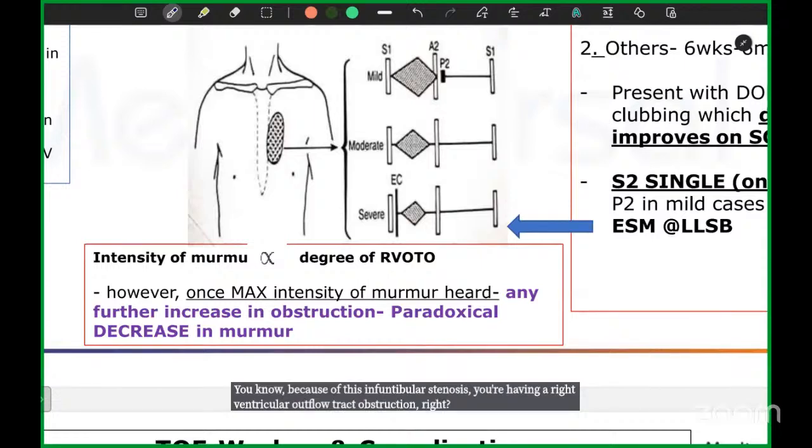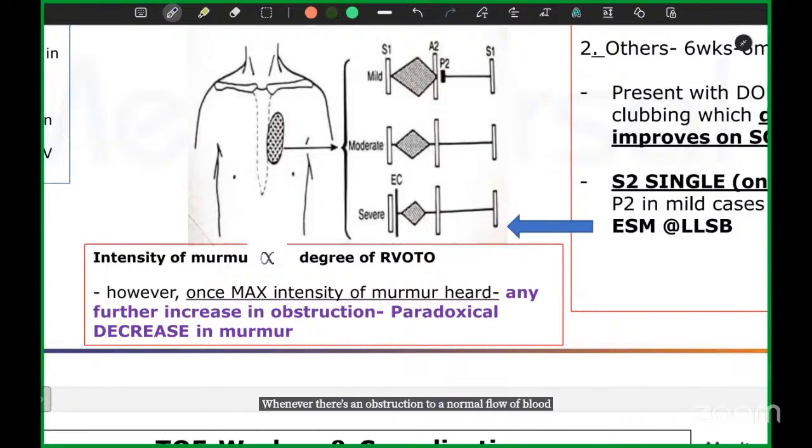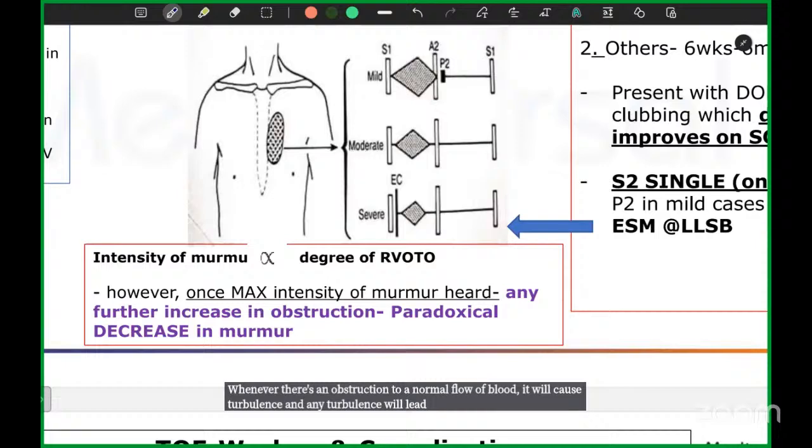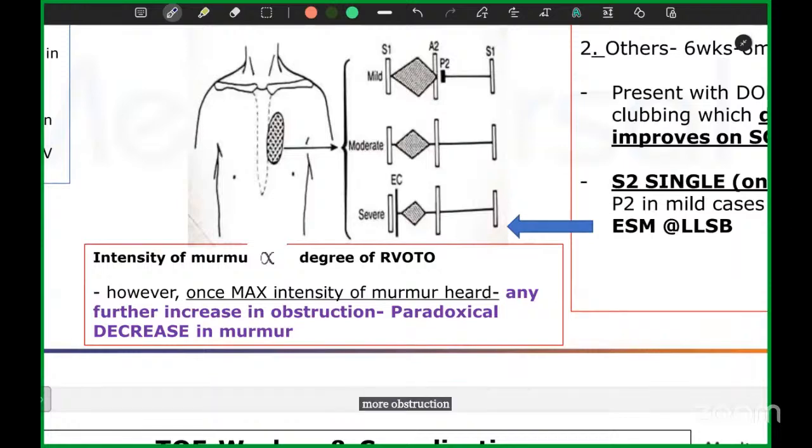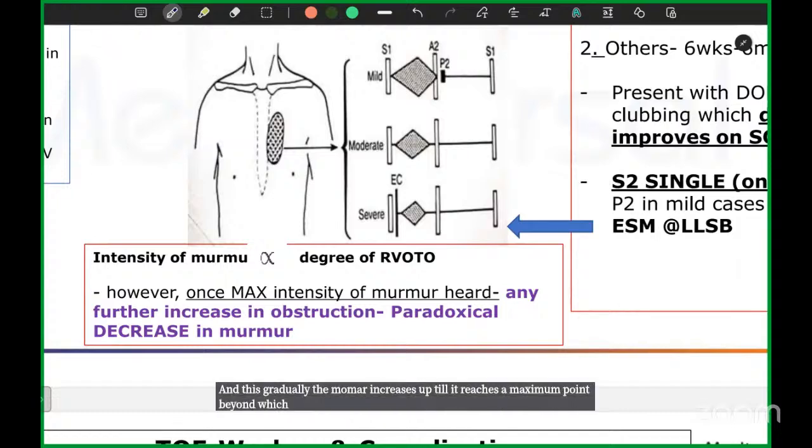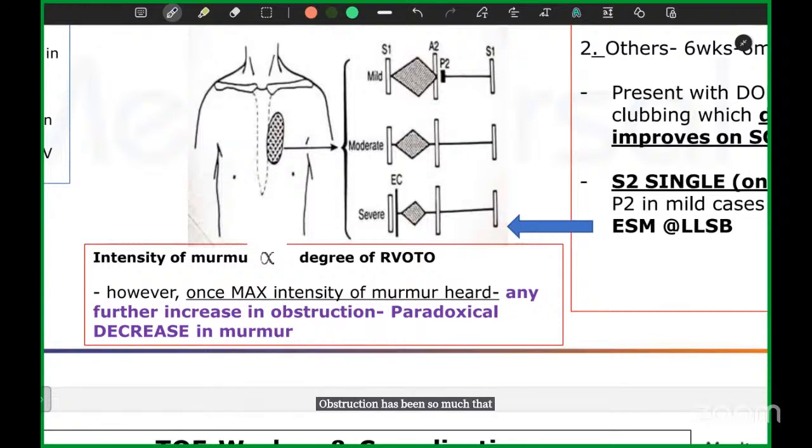Whenever there's an obstruction to a normal flow of blood, it will cause turbulence, and any turbulence will lead to murmur. So as the degree of obstruction increases, the intensity of the murmur increases. More obstruction, more turbulence, more murmur. And gradually the murmur increases until it reaches a maximum point, beyond which obstruction has been so much that no flow of blood can occur across that area.